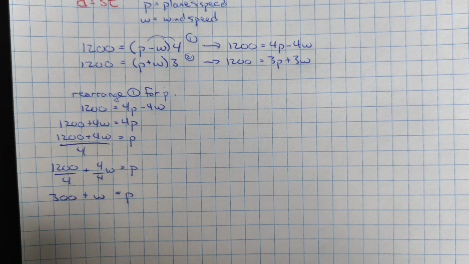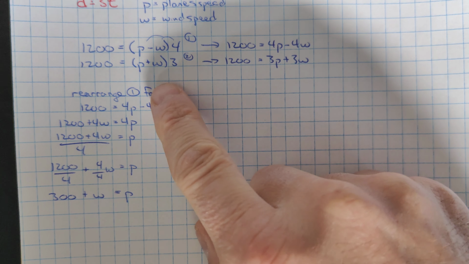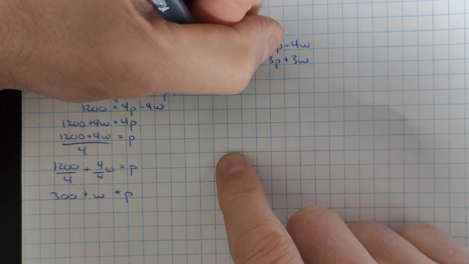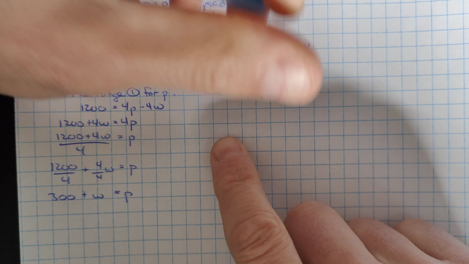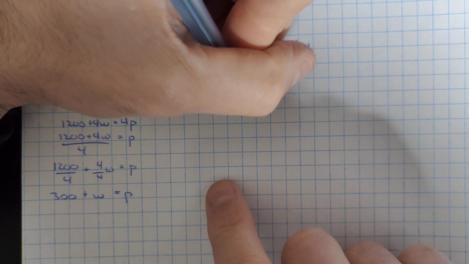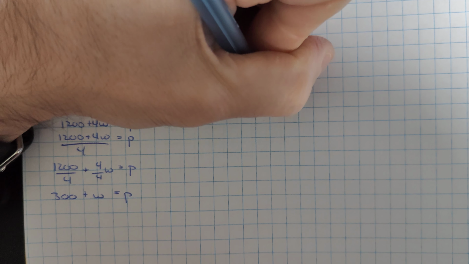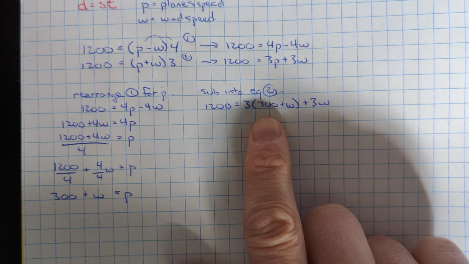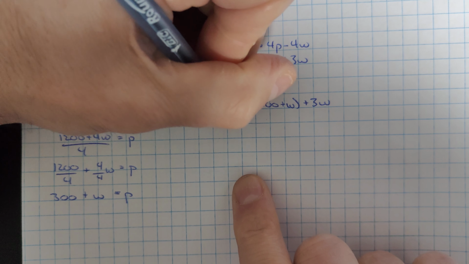Now that we've rearranged our equation, P is equal to 300 plus W, we can sub that into the other. So since this was equation 1, we'll use equation 2 here and have that subbed in. Sub into equation number 2. And so we have 1,200 equals 3 times, and this is our P here, 300 plus W, plus the 3W. So there's our original equation. We've just substituted the 300 plus W in for P. We'll expand that out and then simplify.